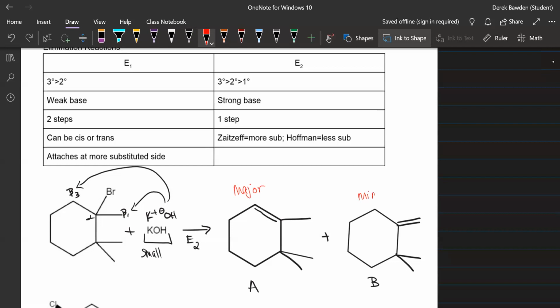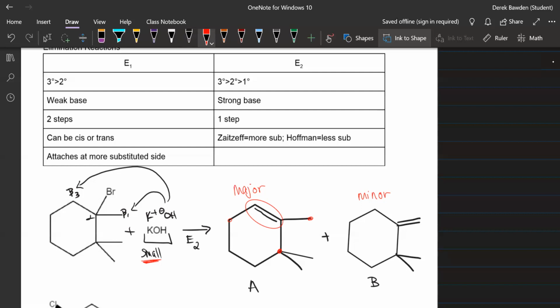This is our minor. And the reason for that is because with a small base, it's what's called the Zaitsev rule. It's going to want to go to the more substituted side. So is this double bond right here mono, di, tri, or tetra substituted? Does anybody know? It is tri substituted. There's 1, 2, 3 carbons on either side of that double bond.